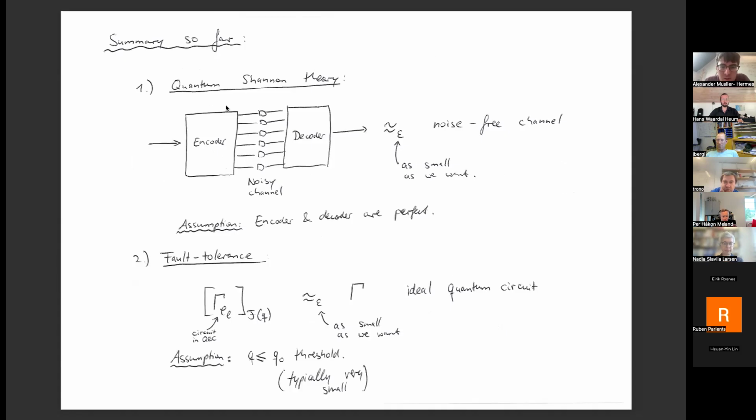We have seen this in quantum channel theory. We have this setup where we have an encoder and a decoder at this noisy quantum channel, and we want to get a noise-free channel with an error probability that gets as small as we want. The assumption here is usually that the encoder and the decoder are perfect operations. In fault tolerance we have a similar thing: you can implement a circuit in an error correcting code such that the faulty version of this implementation gets close to the ideal quantum circuit, where again you can push the epsilon to a number as small as you want. And the assumption is that the circuit-level noise is below the threshold. Okay, so that's the setup.